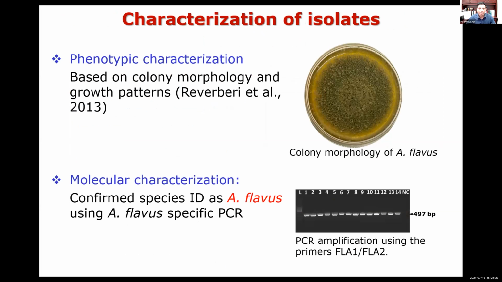Here we did characterization of these isolates. At first, we determined their ID based on phenotypic characterization. The ideal colony morphology, a greenish color, so we narrowed it down to Aspergillus flavus. Further, we confirmed these isolates based on molecular characterization using Aspergillus flavus specific primers. We do see a very specific fragment that further confirms those isolates are indeed Aspergillus flavus. In our experiment, we tested 104 isolates. We did not see any isolate other than Aspergillus flavus.